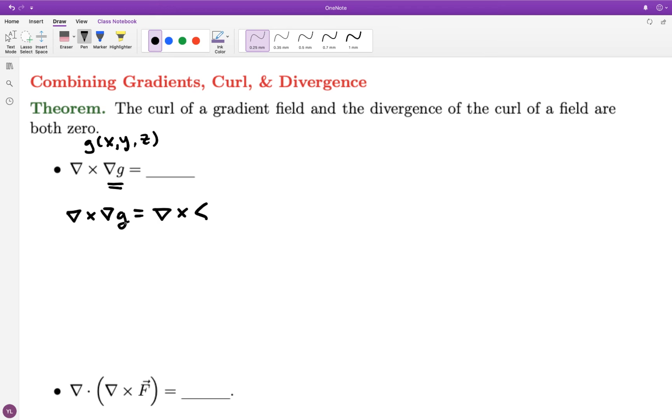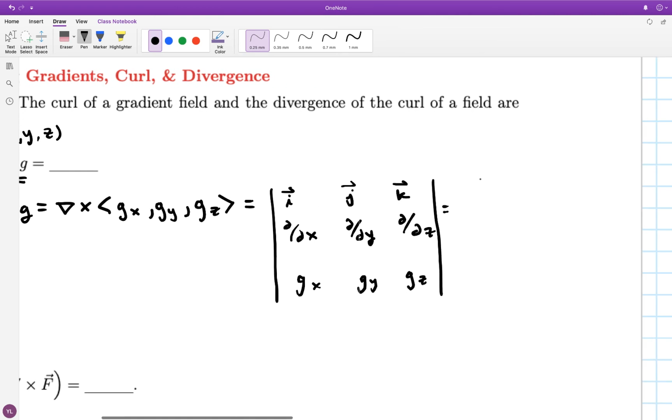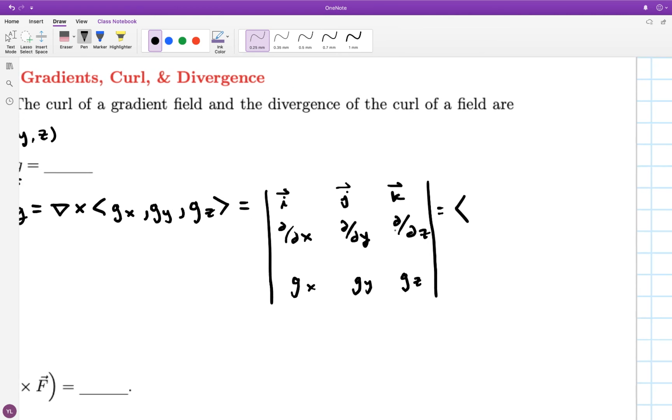Okay, what is the gradient of the function g? Well, it's g sub x, g sub y, g sub z, right? Partial of g with respect to x, with respect to y, and with respect to z. All right, how do I compute a cross product? Build my matrix. Okay, so I'm going to fill this out.